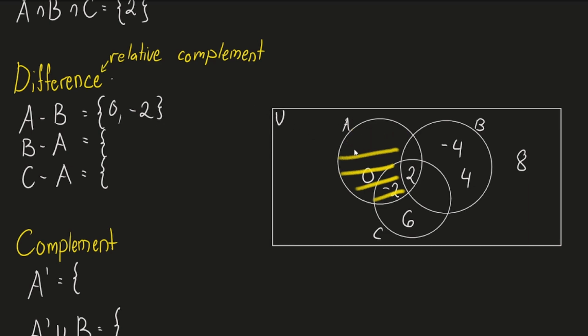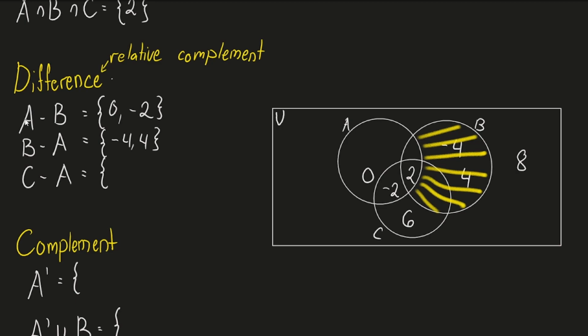Next up, we have B minus A. Same sets, but the order is different. You look at B, you look at A. We don't want things that are overlapping. So just going to be all of this. We have the elements -4, 4. It is different. A minus B and B minus A.